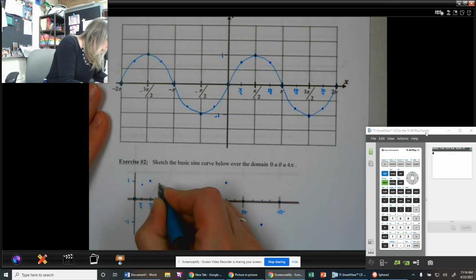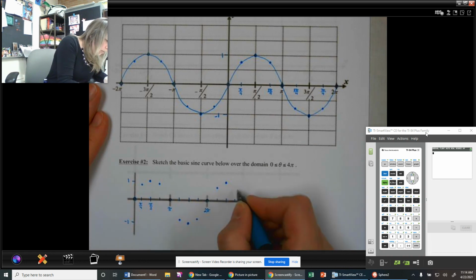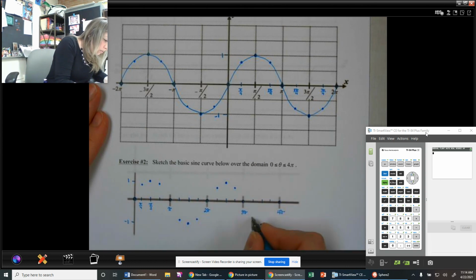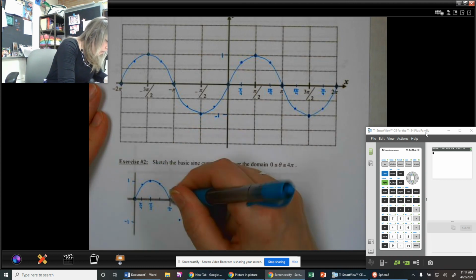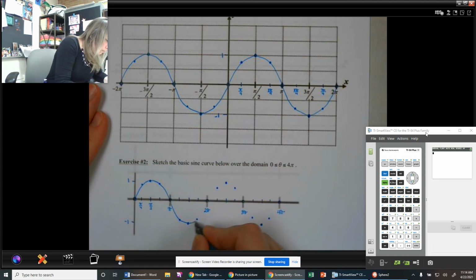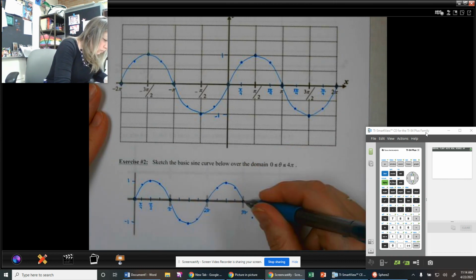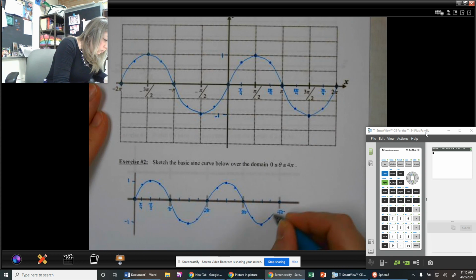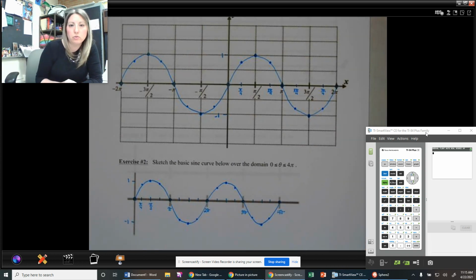So I'm just going to sketch these in. Oops, I was a little too far down there, but that'll work. And then I'll just sketch those in. And then just keep curving, just like this. And that sine function kind of looks like the sideways S. That's how I always remember them.